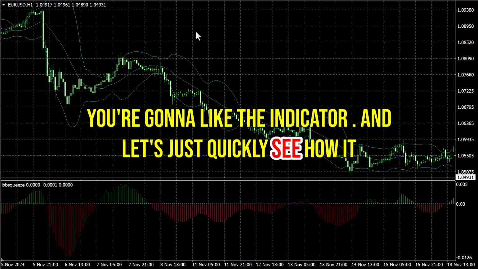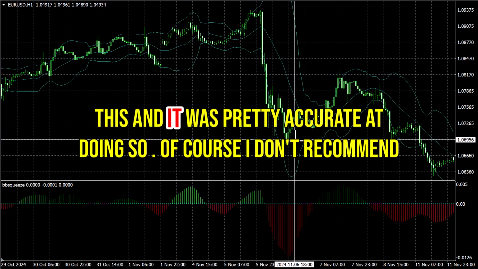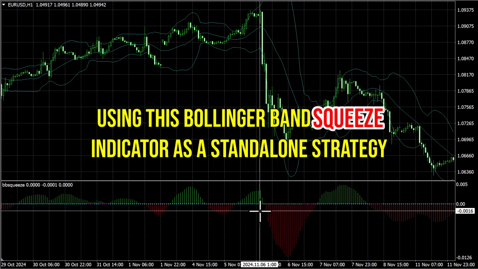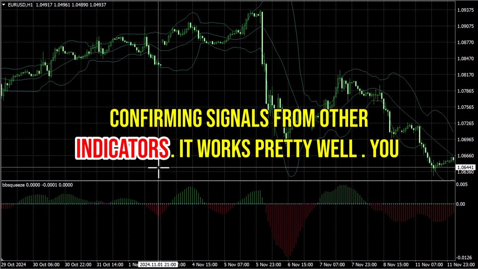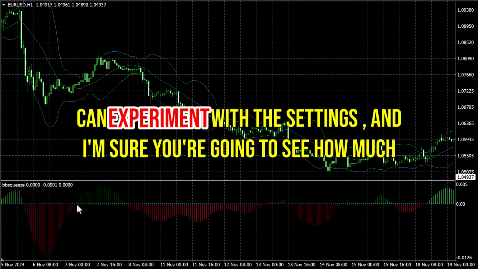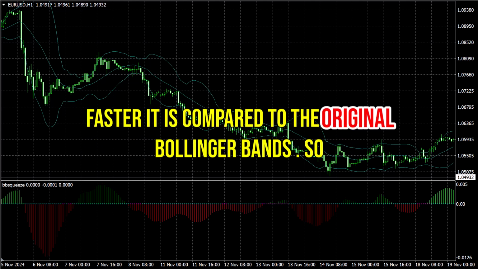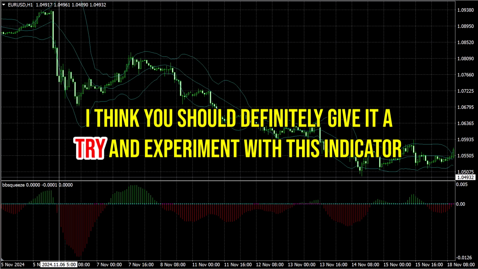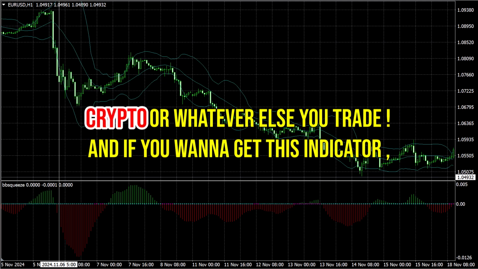Let's just quickly see how it performs. Here was a very sudden price drop, and the indicator showed this, and it was pretty accurate at doing so. Of course, I don't recommend using this Bollinger Band Squeeze indicator as a standalone strategy, but for confirming signals from other indicators, it works pretty well. You can experiment with the settings, and I'm sure you're going to see how much faster it is compared to the original Bollinger Bands. So, I think you should definitely give it a try and experiment with this indicator in your own trading. Use it to confirm your trade, be it Forex, stock, crypto, or whatever else you trade.